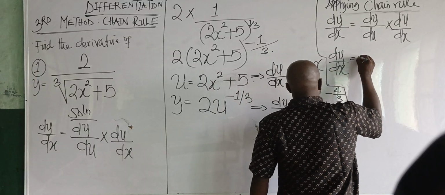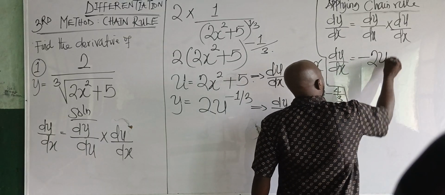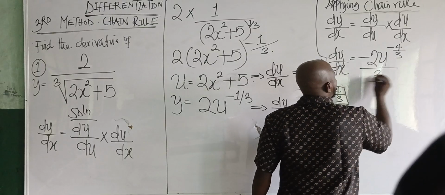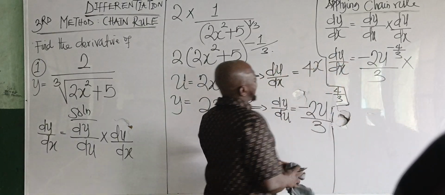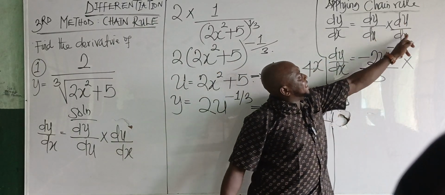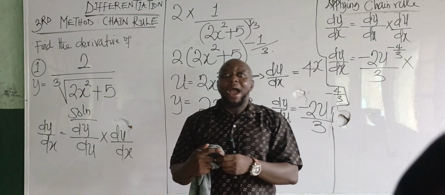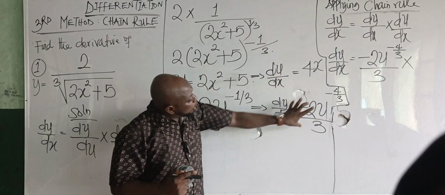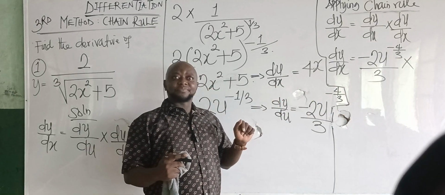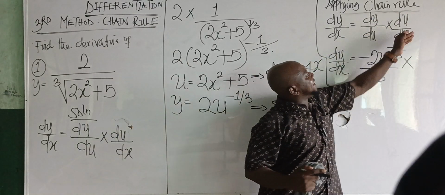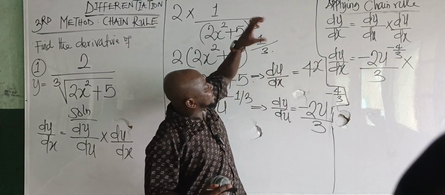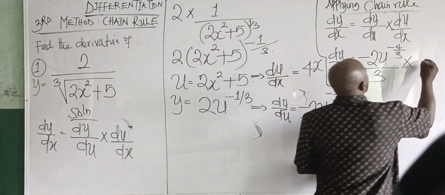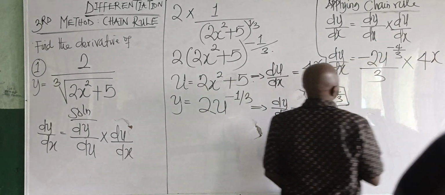So I'm going to have minus 2u raised to the power of minus 4 over 3, all over 3, times the next thing there, my du over dx. That means anywhere you see dy du, remove that thing now and put all of these values there. Next up, we have du over dx. Remove this du over dx and put this value there. So I'm having here 4x.